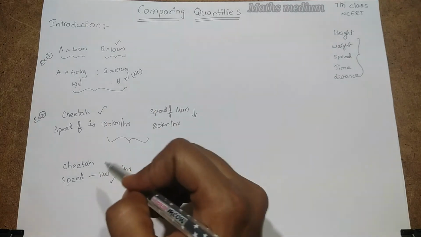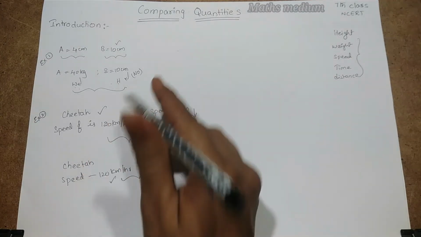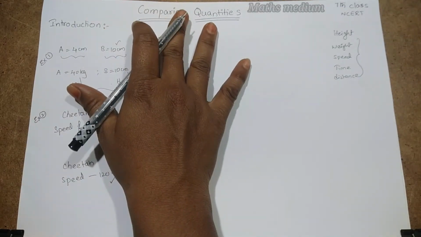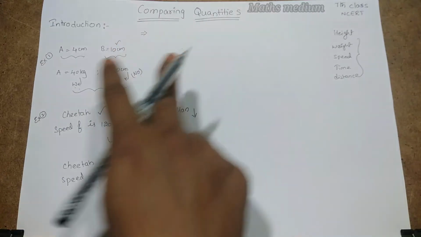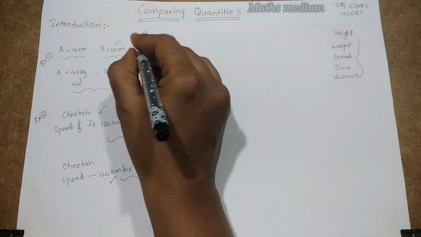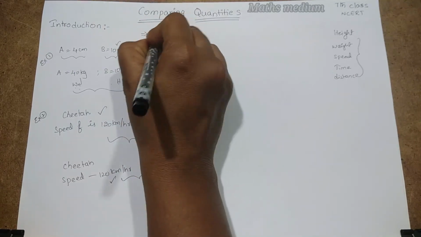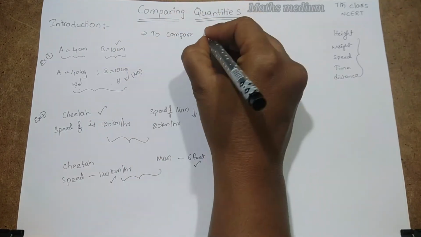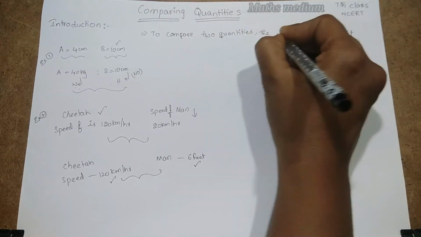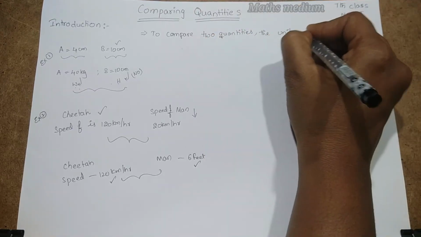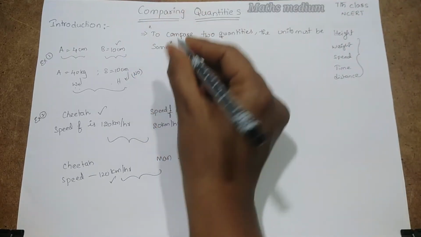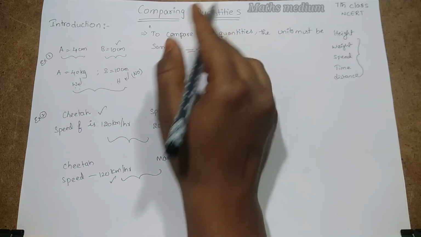So from these examples we can say one thing, that if you want to compare any quantities, we have to check whether the two quantities are in the same units. So we can write it as: to compare two quantities, the units must be the same. This is the main important thing of comparing quantities.